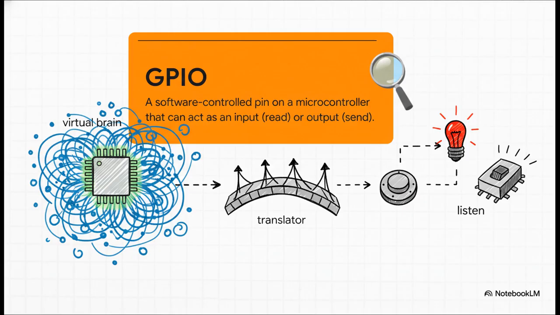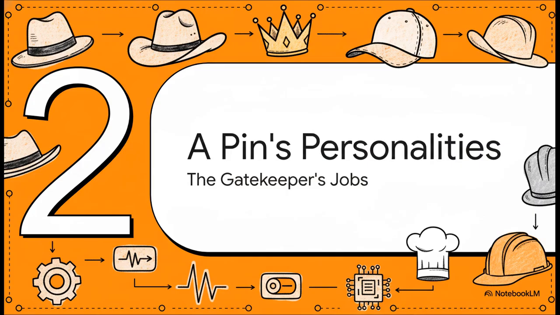Just think of a general-purpose input-output pin, a GPIO pin, as this perfect little translator. It's the physical bridge that connects the microcontroller's brain to the real world of buttons, sensors, and lights. Your code is the boss, and it just tells the GPIO pin what to do. Hey, you, listen for a signal, or you, go send a signal out. But here's the cool part. A GPIO pin isn't just a one-trick pony. Nope. It can actually wear a bunch of different hats, or let's call them personalities, all depending on the specific job you need it to do.